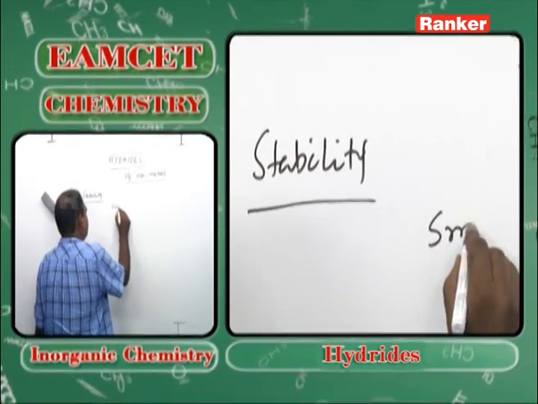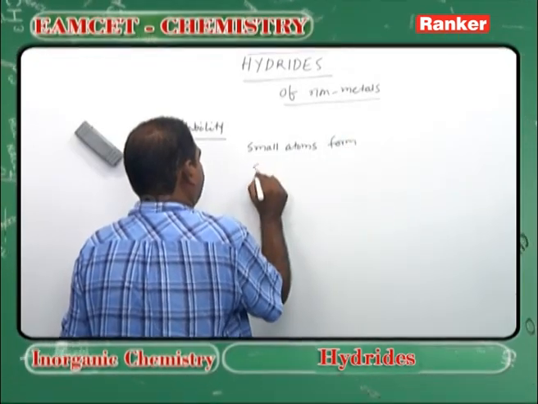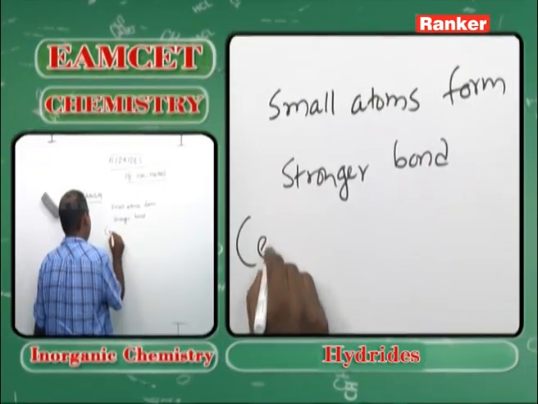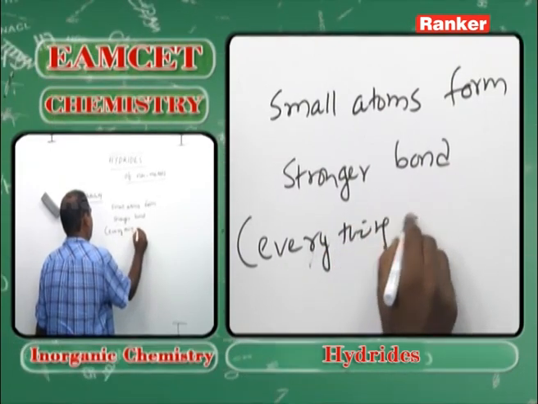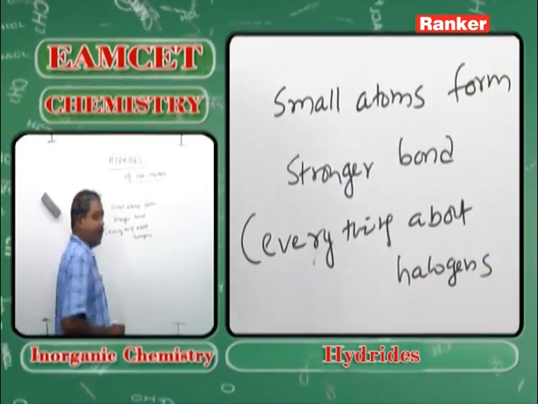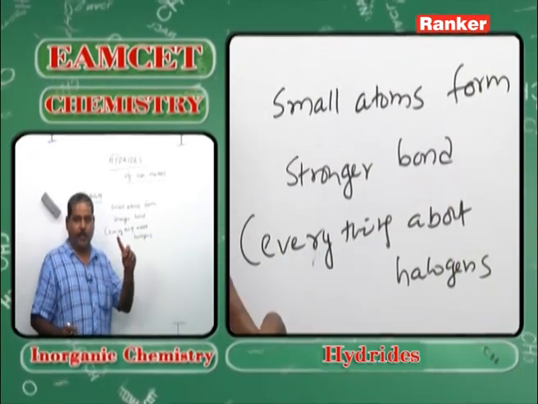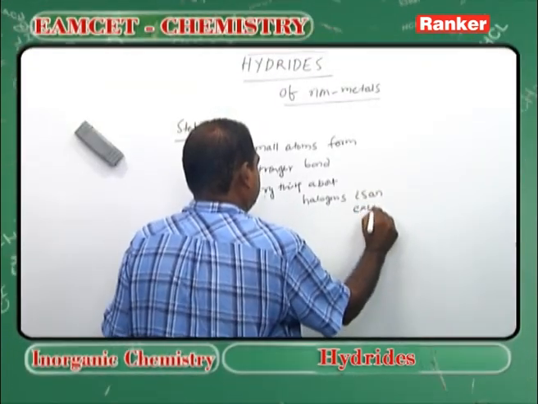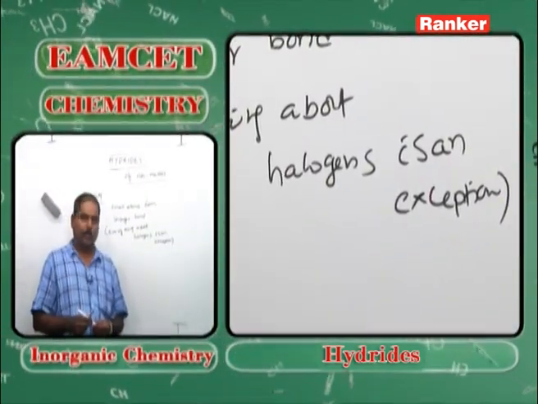Small atoms form stronger bonds. Everything about halogens is an exception. I am not talking about compounds of halogens, mind you. I am talking about halogens in their elementary state. Everything about halogens is an exception. Slightly unexpected things happen in halogens. So, small atoms form stronger bonds.